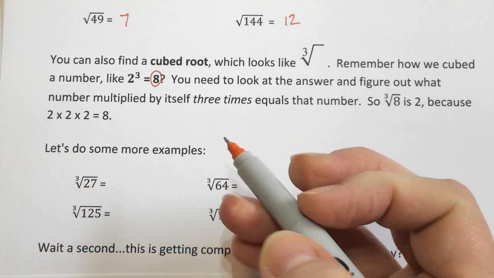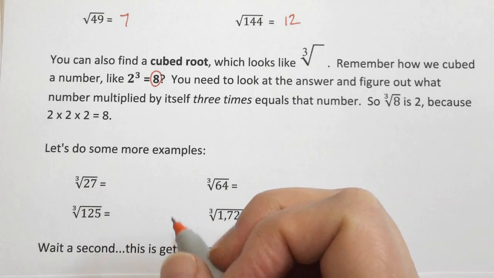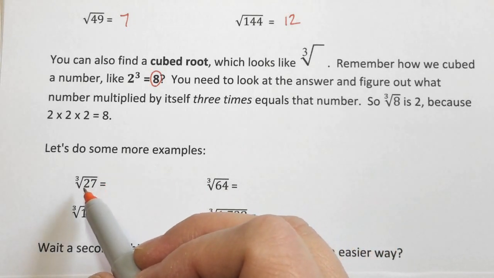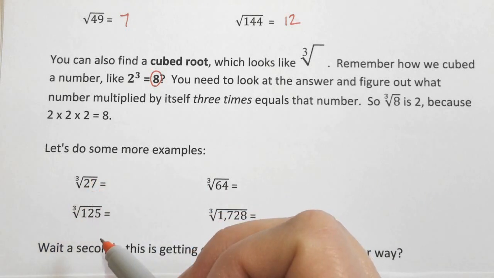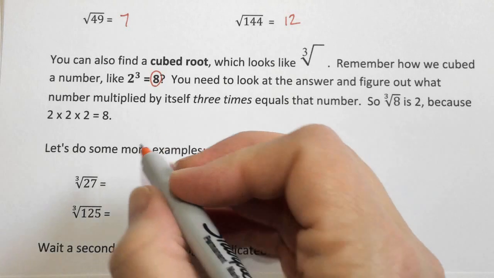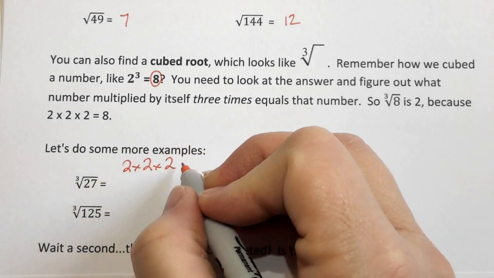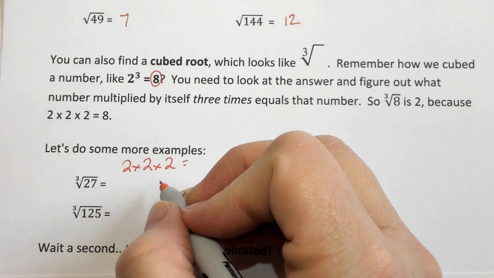What is the cubed root of 27? Well, in your head, can you think of any number that, if you multiply it by itself 3 times, gives you 27? Let's just start with a low number like 2. 2 times 2 times 2. That's 3 times itself. 2 times 2 is 4, times 2 is 8.